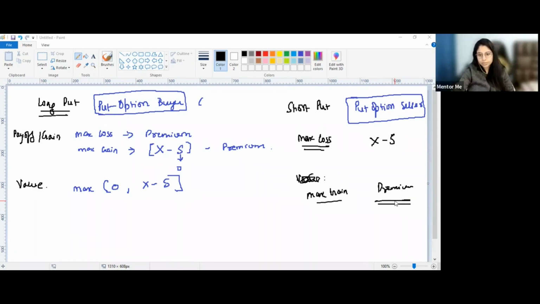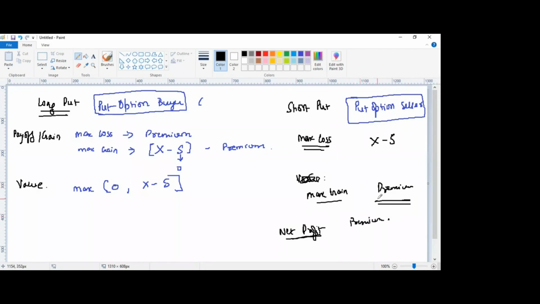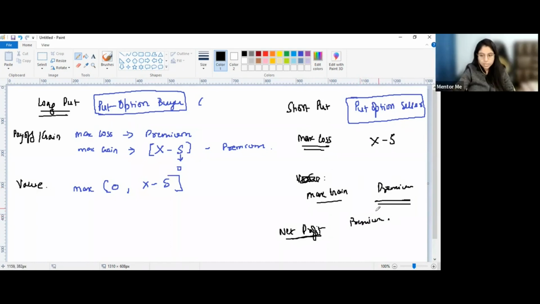Yes, yes, yes, absolutely. So if we talk about net profit that we can have, net profit can either be premium if it is favorable for us and the other party does not exercise the option, or it can be X minus S. This is the loss that we have, right, minus the premium that we gain from it. So these are the two possibilities of net profit that we can have.